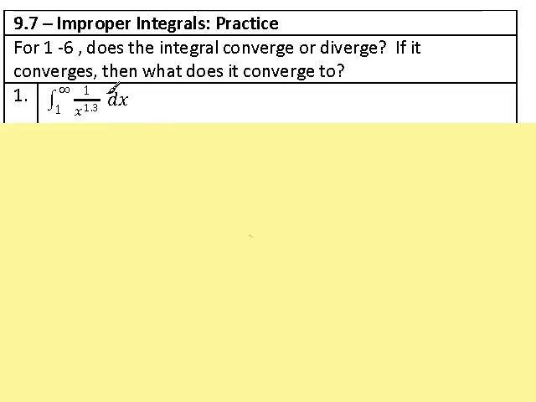In number one, we have an improper integral. It's called an improper integral because one of the limits is infinite. So what we're going to do is we replace that infinite limit with a variable, let's say r, and we take the limit as r goes to infinity.